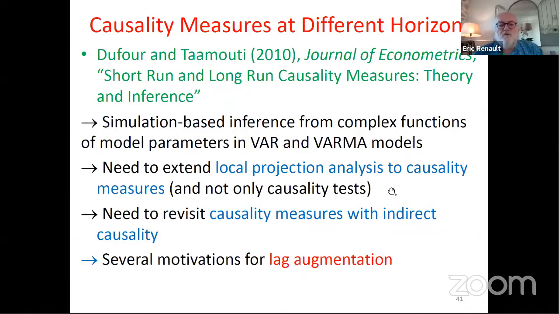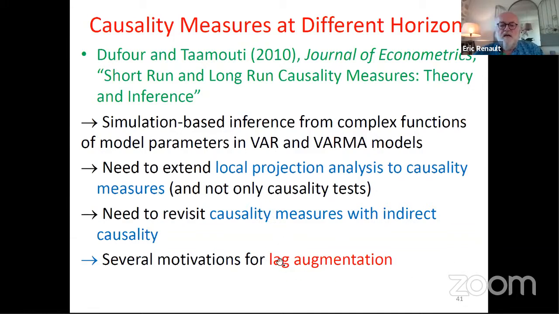To some extent, the research agenda now will be to take advantage of the recent progress on local projection. We have shown that it must simplify inference on causality at different horizons. To take advantage of this approach also for causality measures, where basically you have to take into account indirect causality, as I said, when you are at different horizons. Some causality may go directly through Z, and this should be taken into account in your causality measure, and inference should be simplified by this local projection.